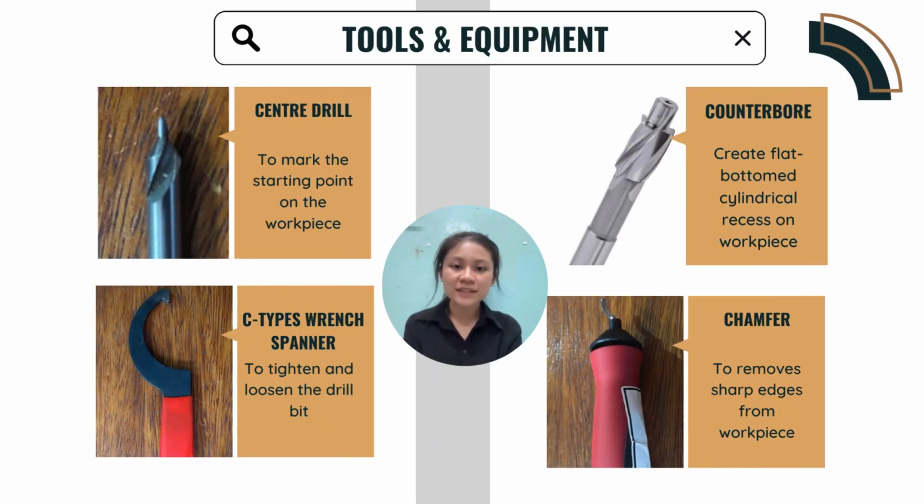So what are the tools and equipment that we will use? The first one is the center drill. The center drill is to mark the starting point on the workpiece to ensure that the hole that we want to make is in the right place. The next one is the C-type wrench spanner, which is to tighten and loosen the drill bit from the drill holder. The third one is the counterbore, just to create a flat-bottom cylindrical recess on the workpiece. It's just like a hole that is flattened inside. And the last one is the chamfer. It is used to remove the sharp edges from the workpiece.